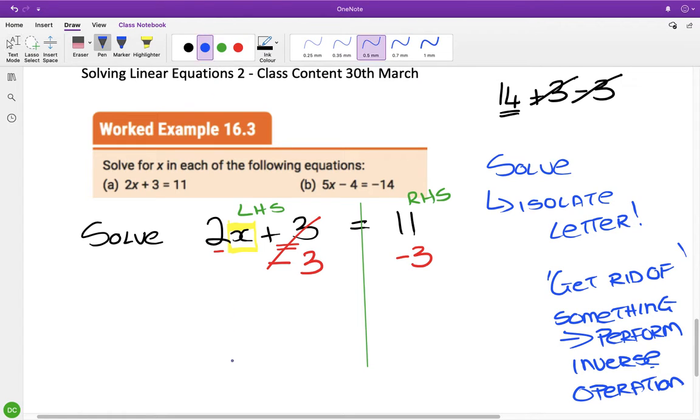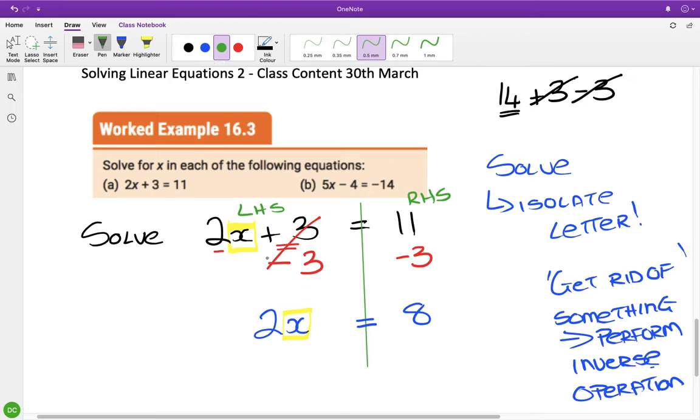Right, so let's tidy that up now. So on the left-hand side, I have 2x. These are gone because plus 3 and minus 3 take each other out. And on the right-hand side, I've got 11 minus 3, which is 8. Okay? Again, we're still trying to isolate that x. We've definitely gotten a bit further, but it's still not isolated.